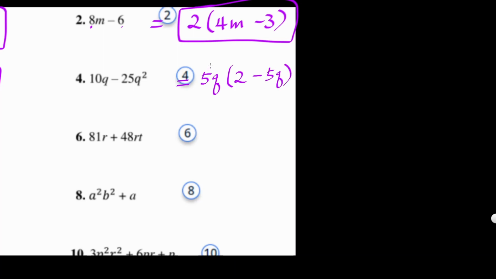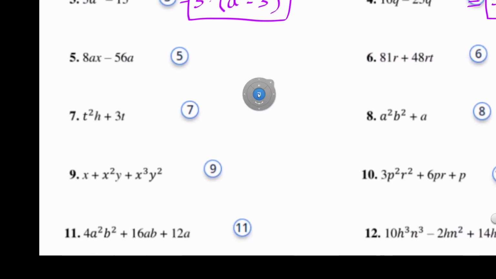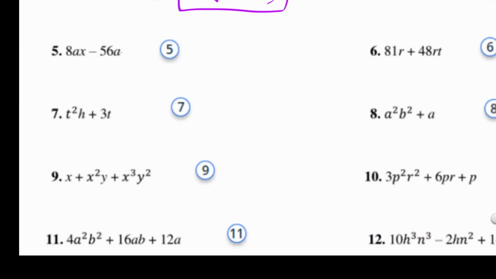Okay, in order to check, think about multiplying. 5q times 2 is 10q. 5q times negative 5q will get you negative 25q squared. Okay, which means it's pretty convenient, right? You could check your answers right away, which means you got this one right. Moving on, be careful with the plus and minuses, especially minuses. Sorry, it's kind of blurry, but here we go.